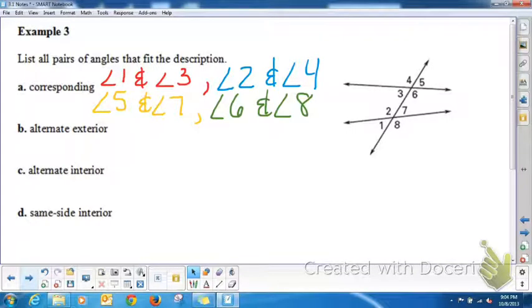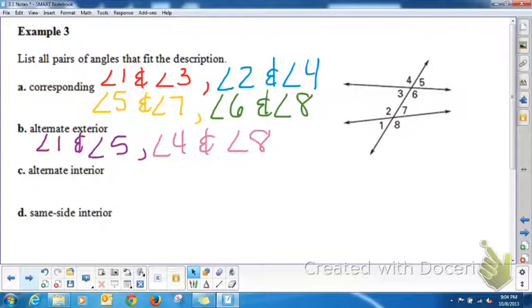There are 4 pairs of corresponding angles. Angle 1 and angle 3, angle 2 and angle 4, angle 5 and angle 7, angle 6 and angle 8. Now name the alternate exterior angles.